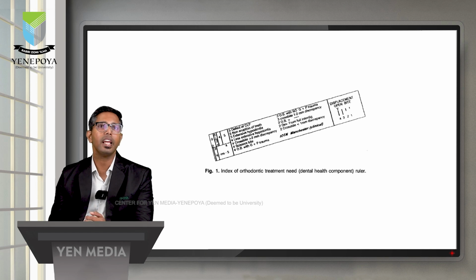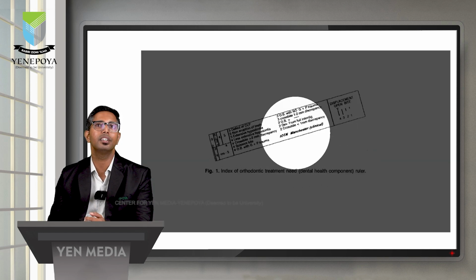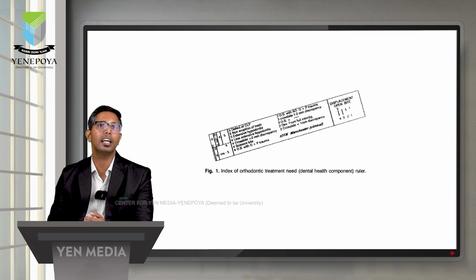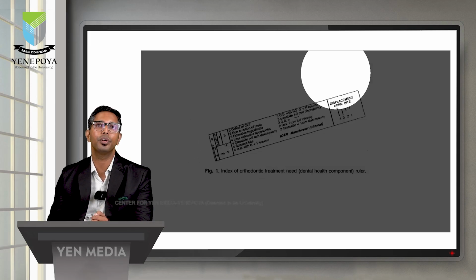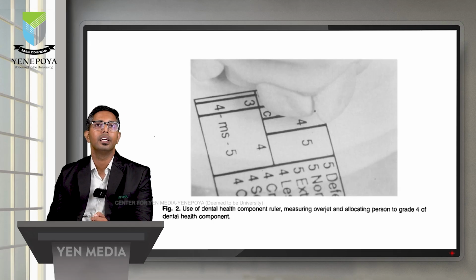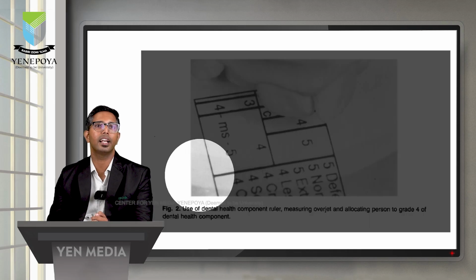Index of orthodontic treatment, the dental health component, can be done with the ruler like this. This can be in one of your stations also, this can be kept, and they can ask you regarding how to use this. So you should be knowing how to use this across. As you can see here, this is for the jet. As you can see, it will go in grade 4 of the dental health component.